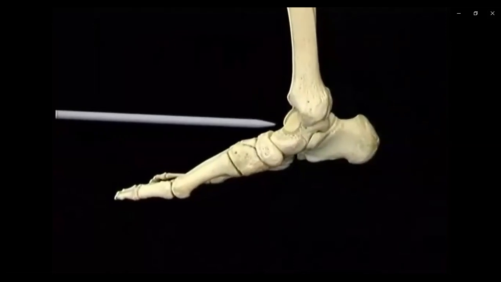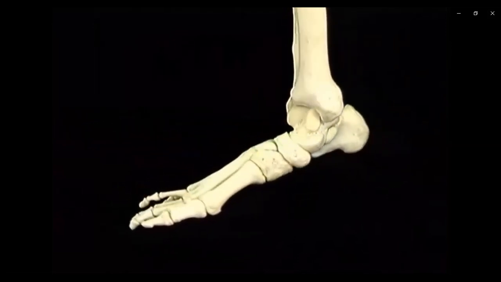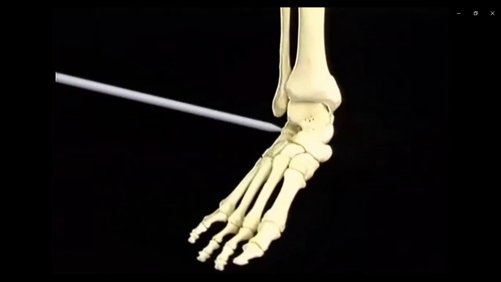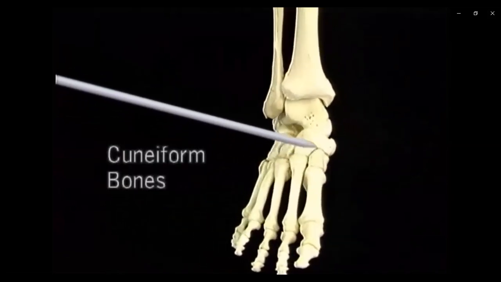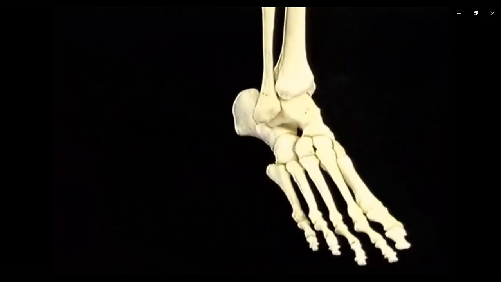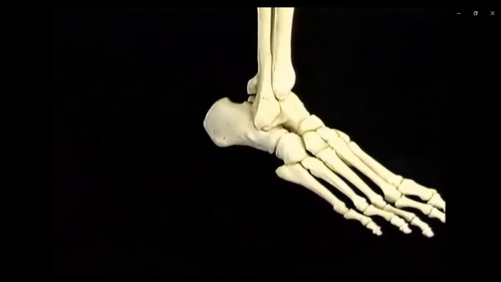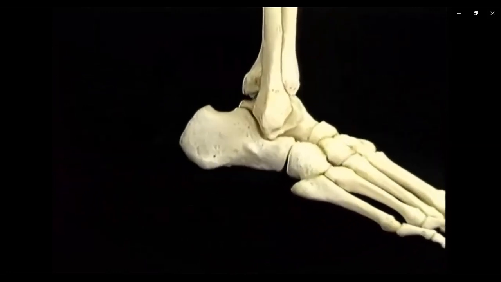We already know the talus, the calcaneus, and the navicular. In front of the navicular are the three cuneiform bones, first, second, and third. Lastly, the bone in front of the calcaneus is the cuboid bone. Now let's look at the calcaneus by itself.